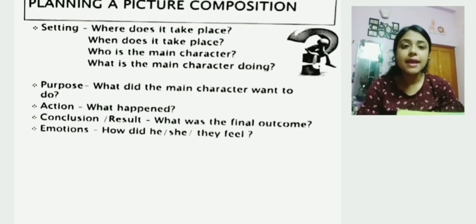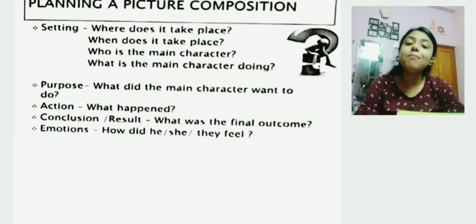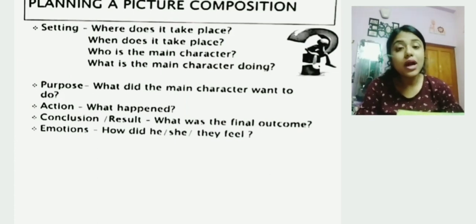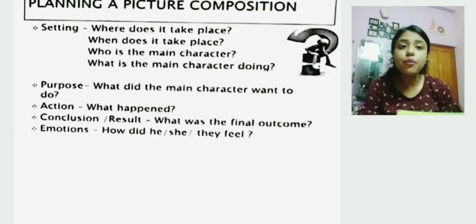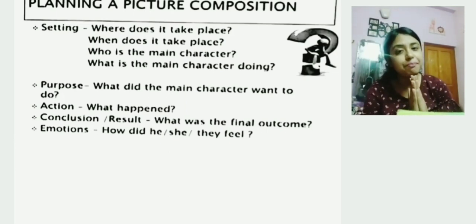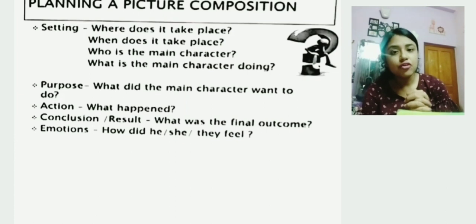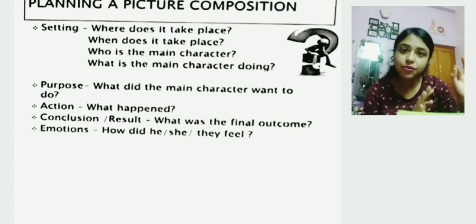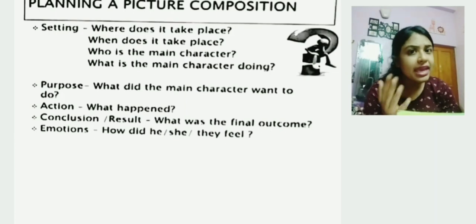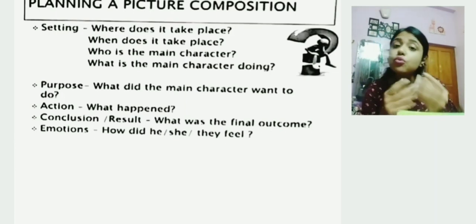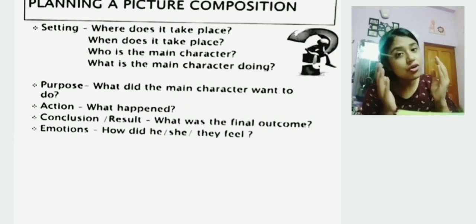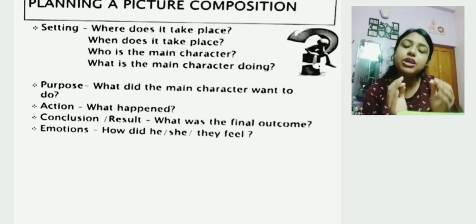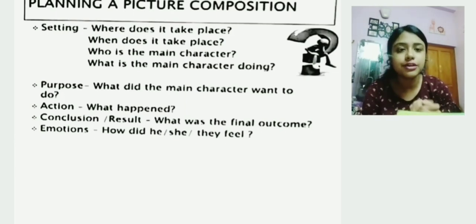Now, planning a picture composition. Suppose you are planning a picture composition. What are the things you have to keep in your mind? First, setting. Where does it take place? See the picture. While you have the picture, you will have a setting. So, where does it take place? You will have the answer. It can be anywhere. It's your choice. No one is asking you to write his or her own choice. It's completely your story, your imagination. So you can color it the way you want.